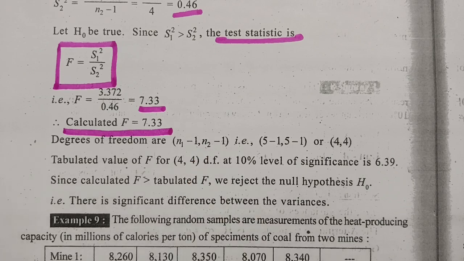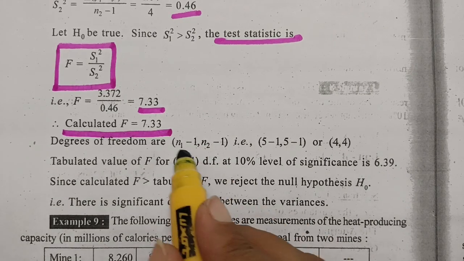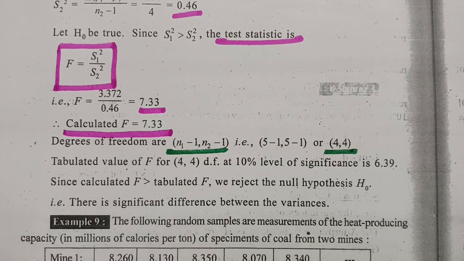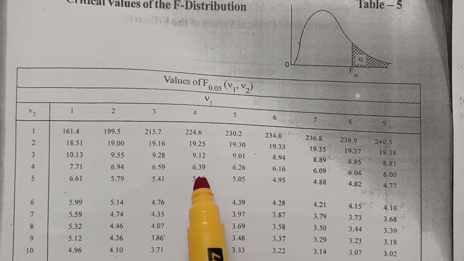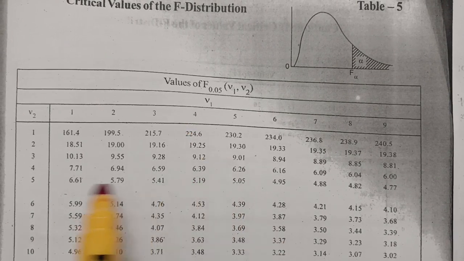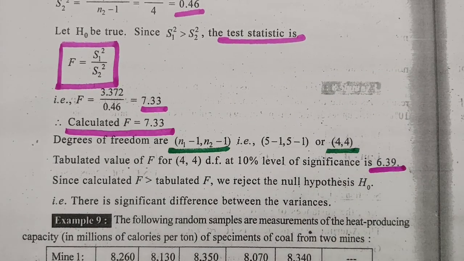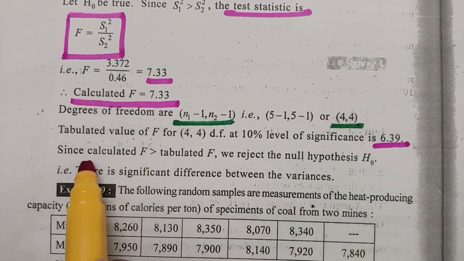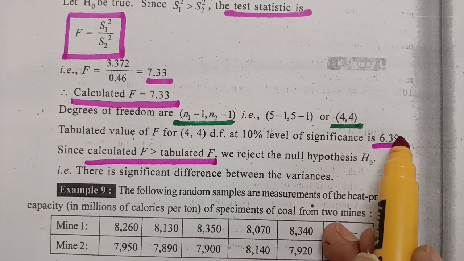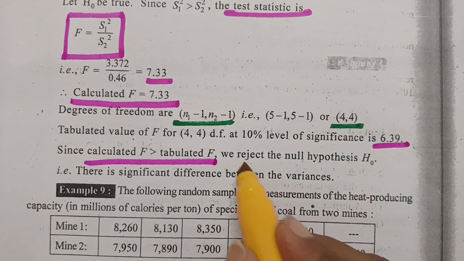Now for the degrees of freedom, n1 minus 1 and n2 minus 1, that is 4 comma 4. At 4 comma 4 in the F distribution table, let's see. This is the F distribution table at 4 as well as 4, and the value here is 6.39. So this is the calculated value and this is the tabular value. It is very clear that the calculated value is greater than the tabular value, and therefore we are going to reject the null hypothesis.